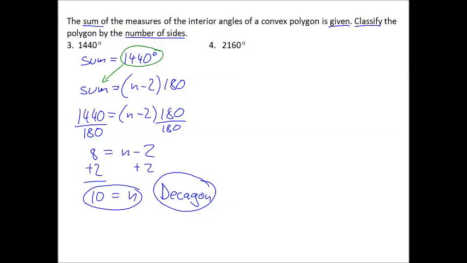So take a minute now and think about what we did algebraically to our equation, and use that to create a shortcut. We took our sum and we divided it by 180, and then we added 2, right? We took 1440 divided by 180, and then we added 2, and what we got was 10. So that's a shortcut to get to the exact same point.